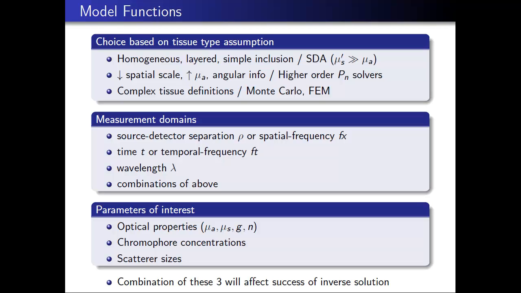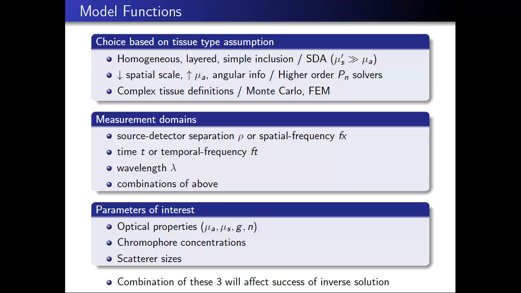So we saw earlier that the SDA has this requirement. So our model function, when we choose the SDA, needs to be applied to homogeneous or layered media. There's an SDA layered solution. There's an SDA solution for a sphere, an embedded sphere. But as you decrease spatial scale or you increase absorption, then you're going to need these higher order PN solvers that I think Boston talked about earlier.